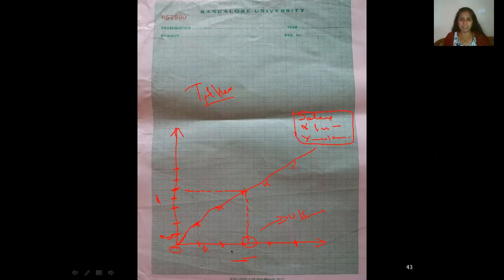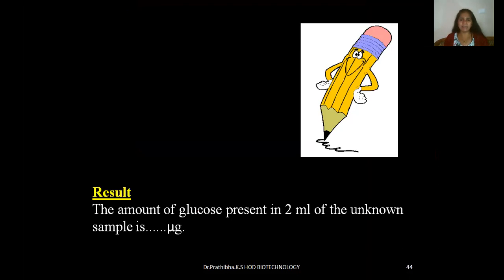Then you should also label what is the x-axis and what is the y-axis, and label this as the standard glucose curve, and label this as unknown concentration of dash amount was found. And at the end write the result: the amount of glucose present in 1 ml of the unknown sample is dash microgram. You must write this.